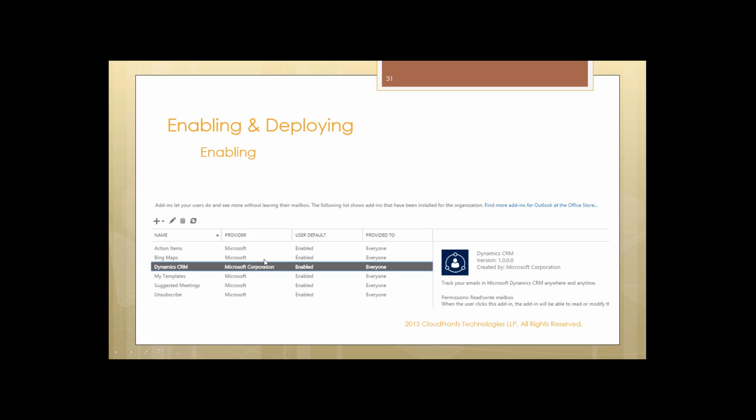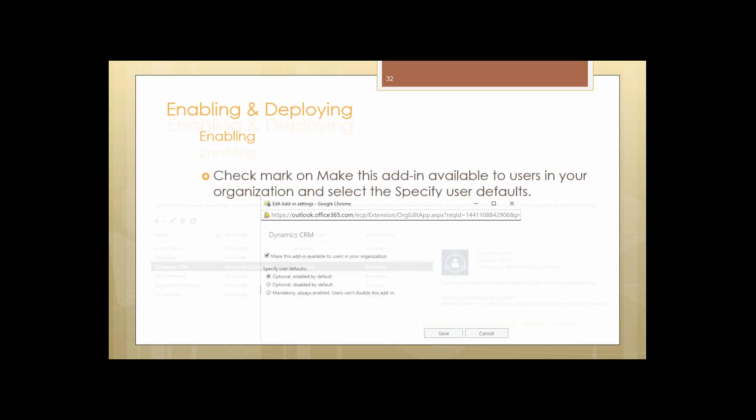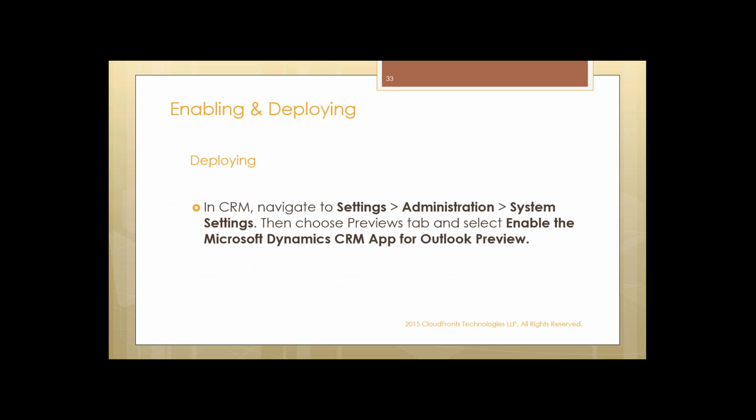You need to double click this because by default it is disabled. You need to enable it for the organization. There are a few options for how you can do this. You need to make this add-in available to users in your organization, and you can either choose to enable it by default as optional, or you can make it mandatory for all the users. By doing this, users can't disable this particular add-in. Then you can click on save, and it will show you as enabled.